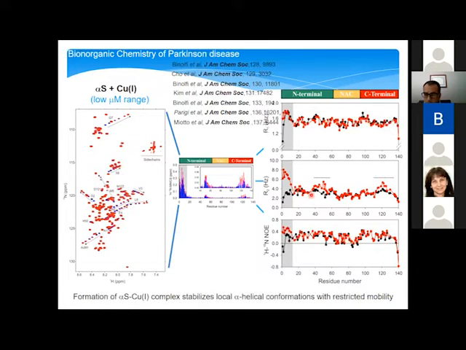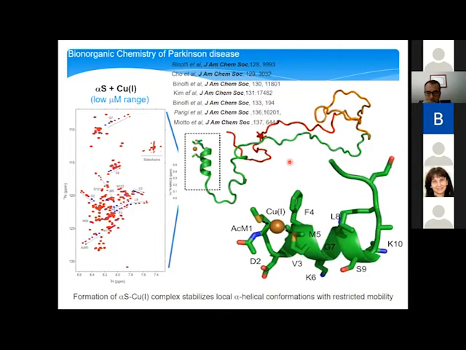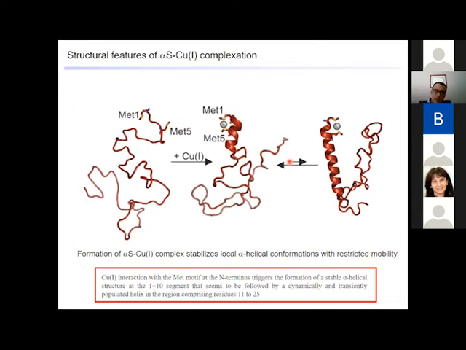It means there is a loss of flexibility that was related to the stabilization of the alpha helical conformation at that site, triggered by the binding of copper. And this is what happens with the protein upon binding of copper. In addition, we found that there is an equilibrium between two forms of the protein, in which there is a transient, dynamic alpha helical conformation extending from residue 1 to 25 in the presence of copper-1.